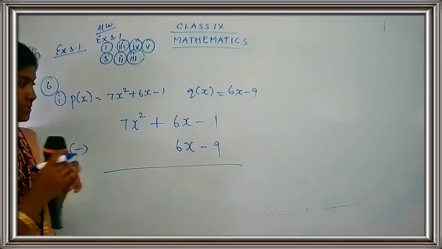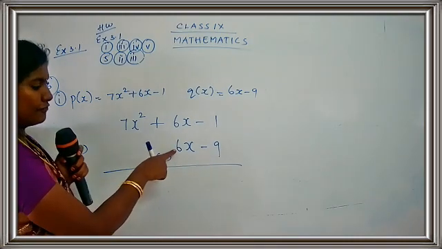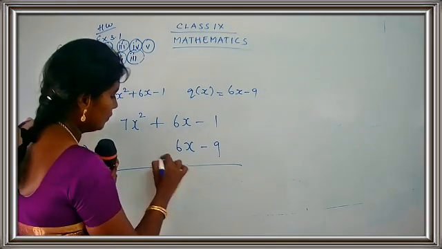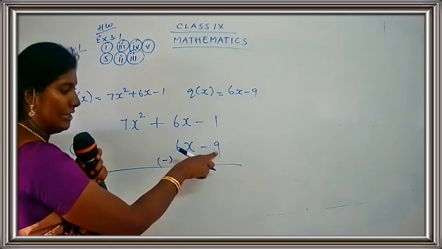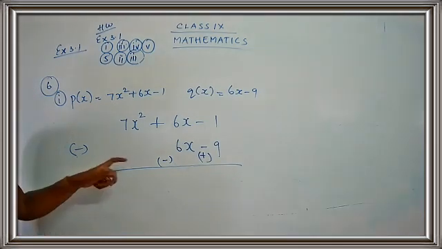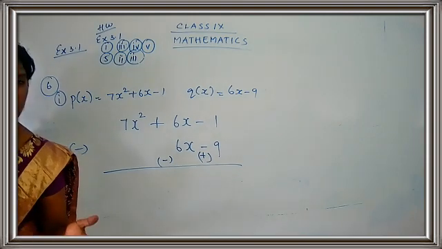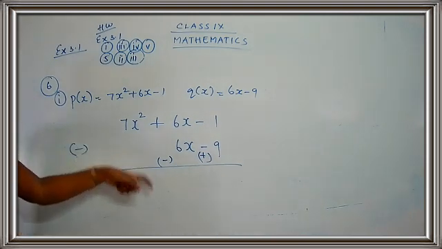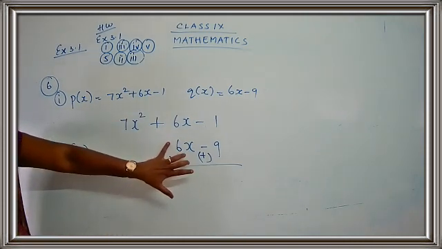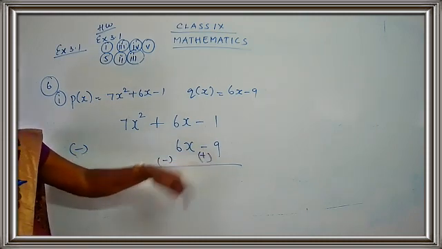This is plus 6x, so plus 6x will change to minus 6x. What was the sign of 6x here? It is plus, so you will change it to minus. You can just write the minus sign below here. And now what is the sign of 9 here? The sign is minus, so minus will change to plus. Remember to change the sign whenever you are dealing with subtraction. When you are doing addition or multiplication, no need to worry about the sign. But when you do subtraction, we have to change the sign of the second part. So plus 6x will change to minus 6x and minus 9 will change to plus 9.